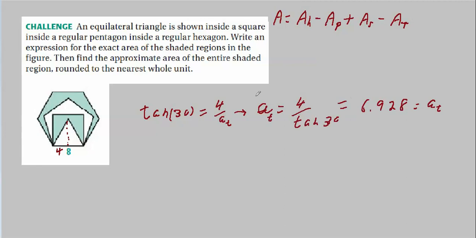If we work this out, we get, I wrote it as A sub t. This is the altitude for the triangle. We're going to find some other apothems here, because we have other figures, and they don't all have the same apothem.